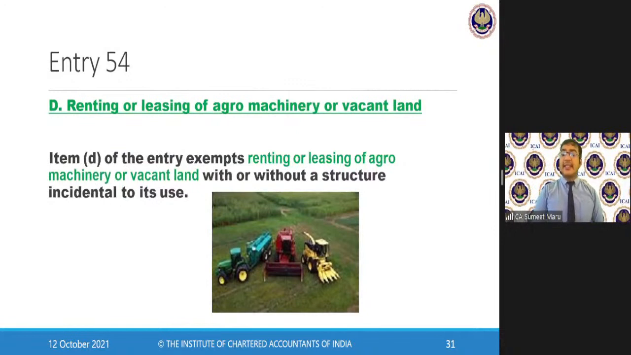Item D of the entry exempts renting or leasing of agro machinery or vacant land with or without a structure incidental to its use. You can see in the images, there are different agro machineries here. If you are renting the same, then again the exemption is there for you.